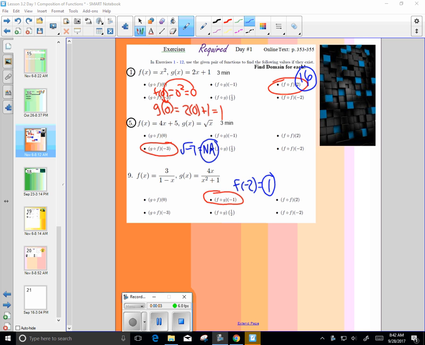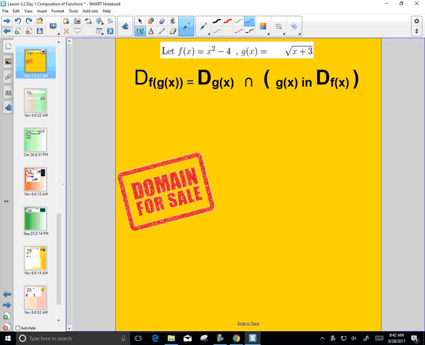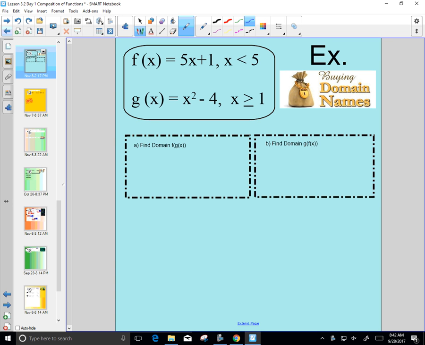Two quick things I want to show you before we wrap things up. One is how to find the general equation, and the other is how do you find the domain. Very, very challenging, and I'm going to just show you real quick here. Let's take this one for example.